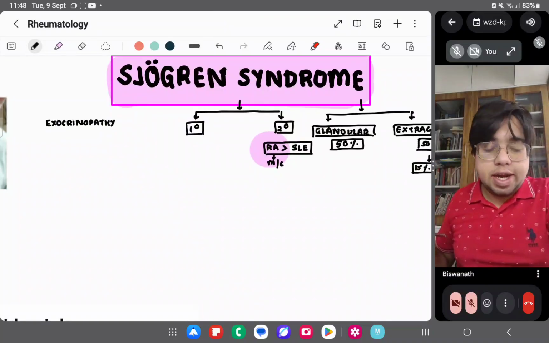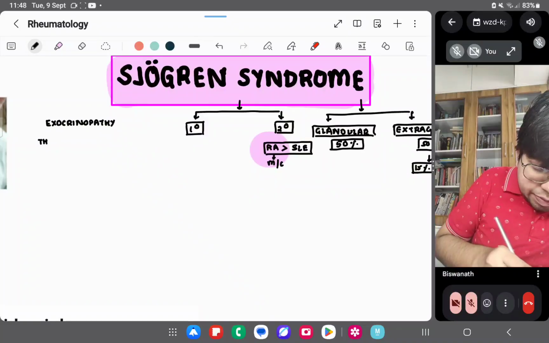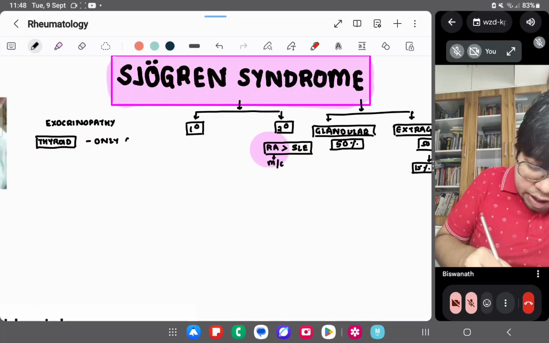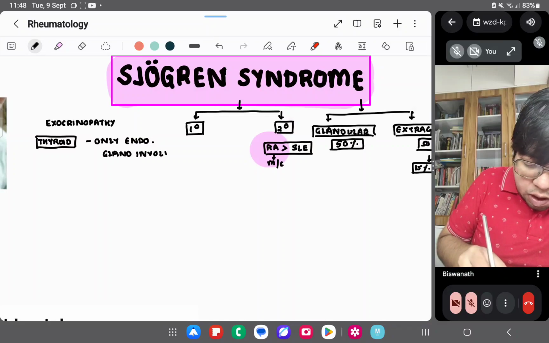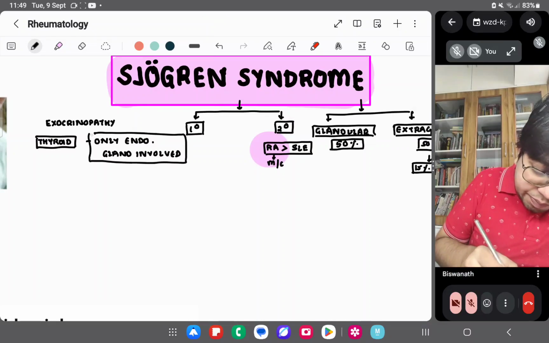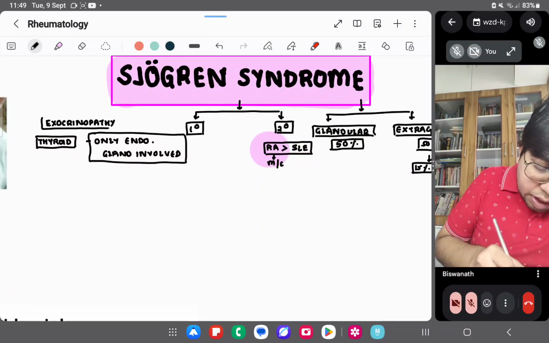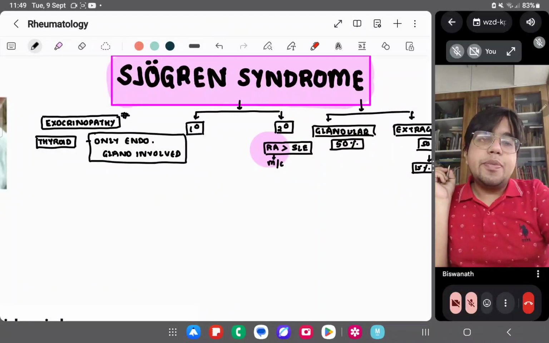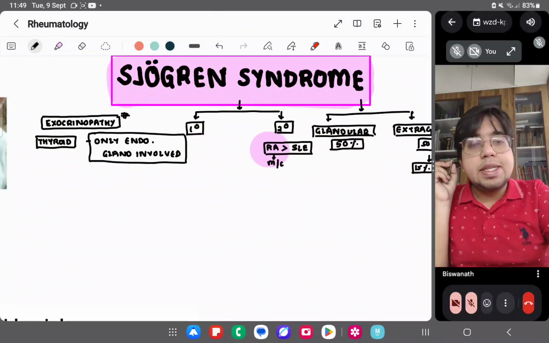Only one endocrine gland is involved, that is thyroid. Thyroid is the only endocrine gland involved. Otherwise, it is an exclusive exocrinopathy. Okay. These things are clear.